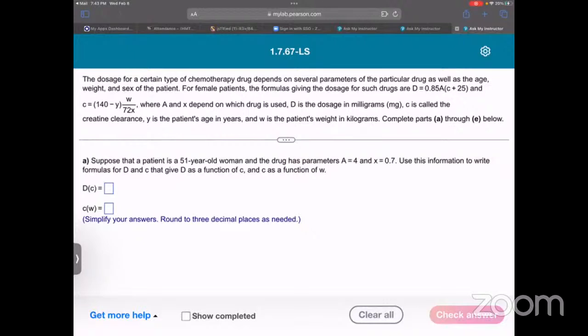Suppose that a patient is a 51-year-old woman, and the drug has parameters A equals 4, X equals 0.7. Use the information to write the formulas for D and C that give D as a function of C and C as a function of W. All right, D is the dosage. Let's go back. Okay, right there. So it says D is the dosage is based on what A and C. So they gave us the A, where that's the age. Let me see.